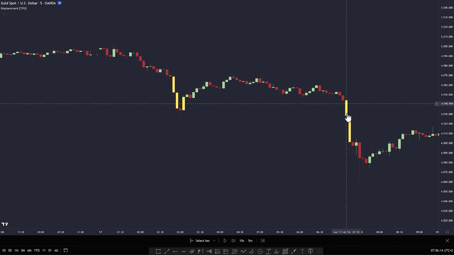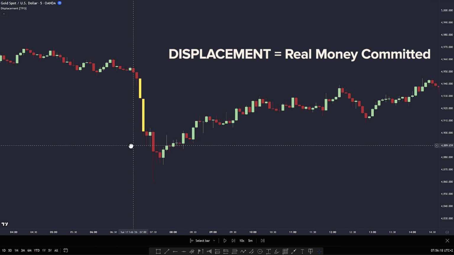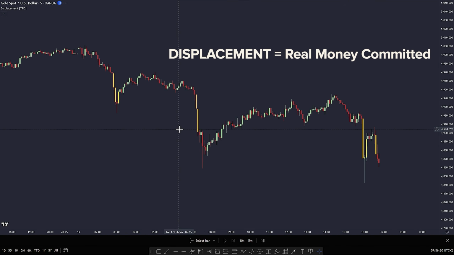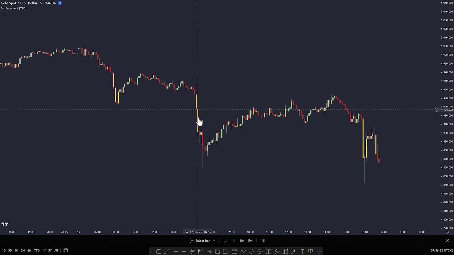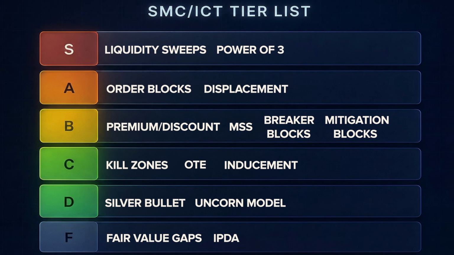Displacement is the smoke alarm. You don't see the fire. The alarm tells you it's real. When you see it, real money just committed. Now wait for the pullback and enter. A tier, because it's visual, objective, and requires zero faith in any theory. You just see it. Next concept is inducement.